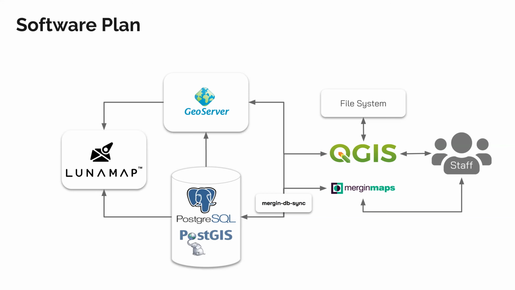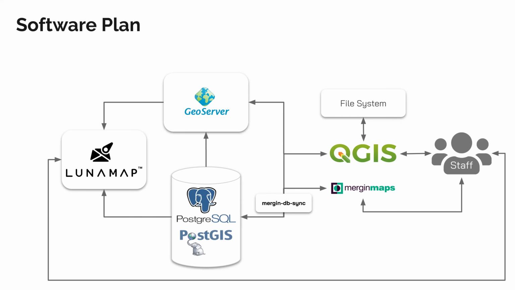Our recently launched LunaMap platform is the web map application, where it pulls data from Postgres, pulls data from GeoServer, and then presents this out. And this is a great way of sharing GIS data with staff who may or may not want to use QGIS, but also a good way of sharing this with clients.